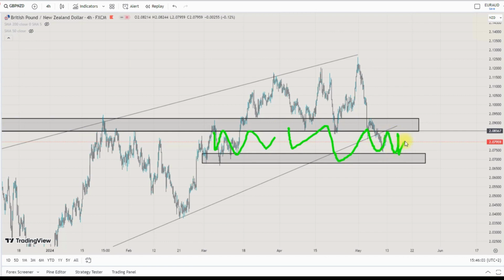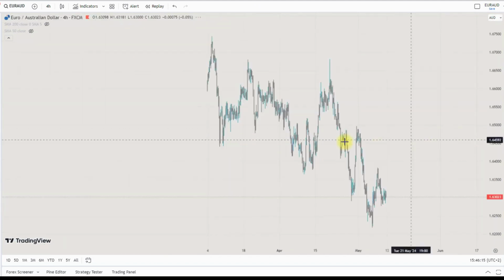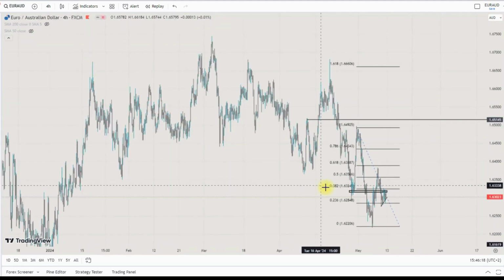This particular area is in, unless price breaks through this area, which might prompt me to look for a bearish bias on this particular pair. And the next one is Euro AUD.